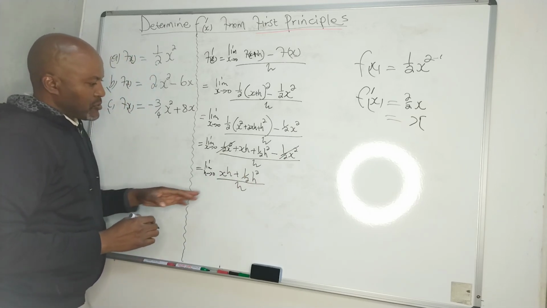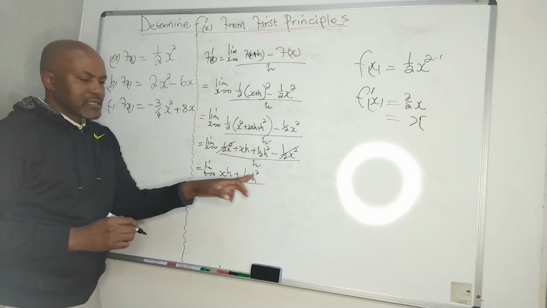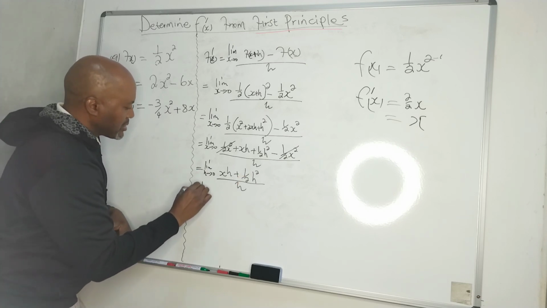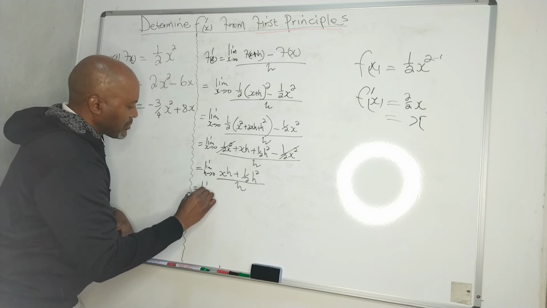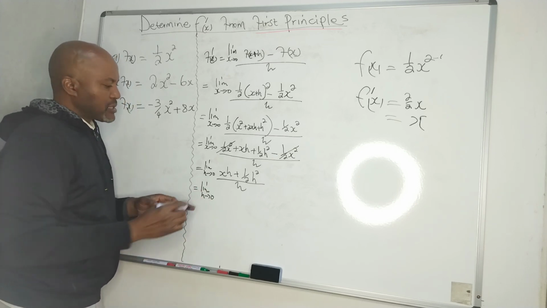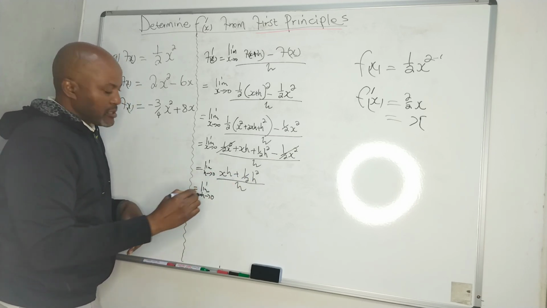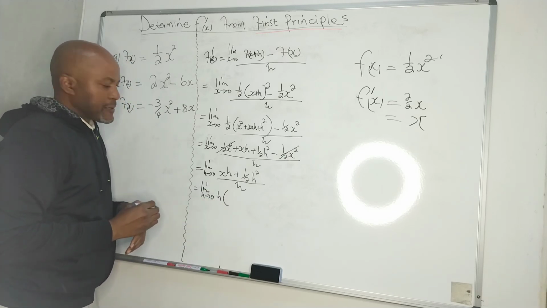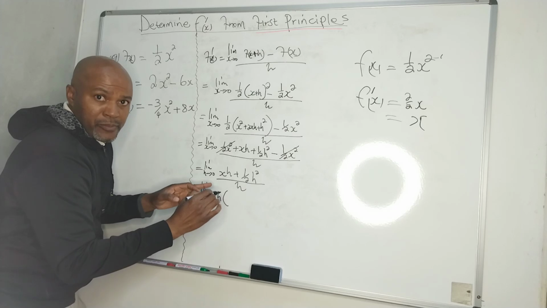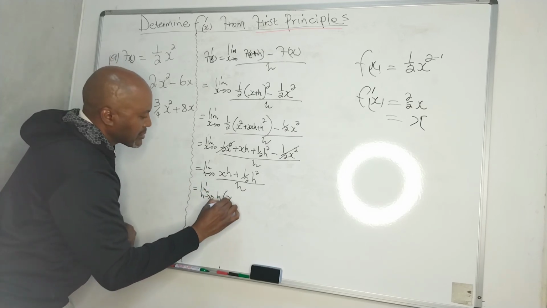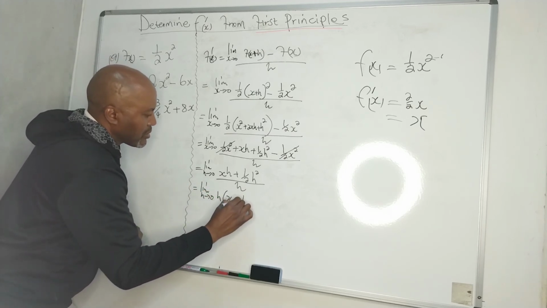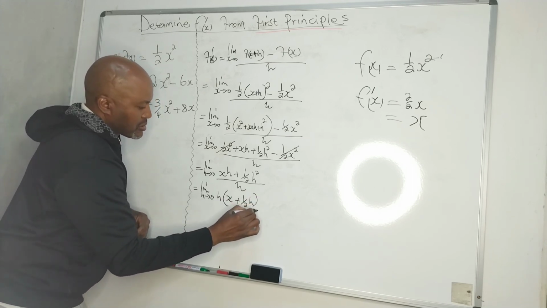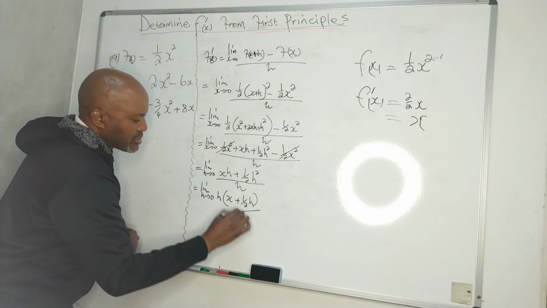Okay, then we needed to take a common factor on the numerator there. It's equal to the limit when h approaches 0. Taking a common factor, our common factor here is going to be h. You take your h outside, right? Then we are going to be left with x plus 1 over 2h. You close, this is going to be all over h.